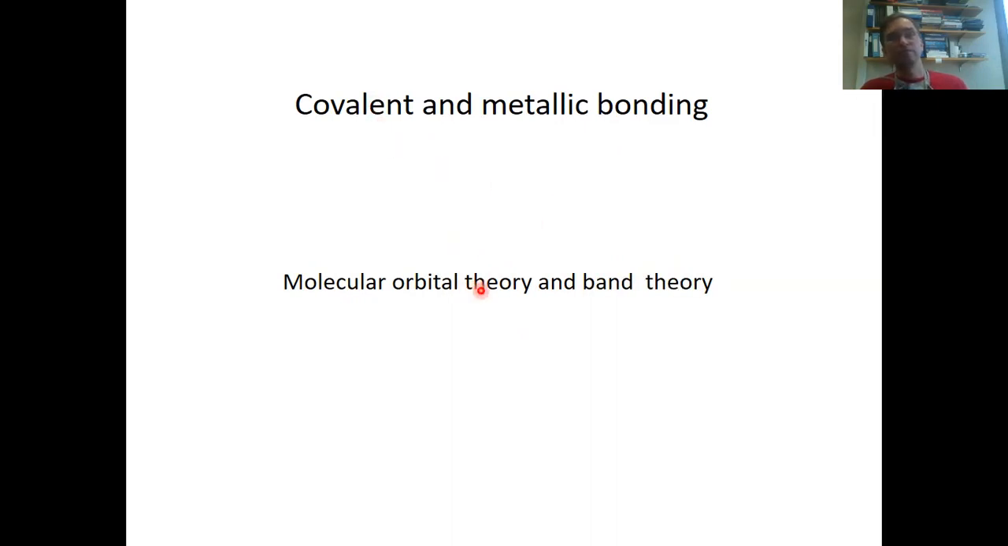Okay, so in molecular orbital theory, we can actually only explain covalent bonding because molecules, at least isolated molecules, are never metallic, but the extension of it, band theory, can also explain metallic bonding in metals. So let us, in the first part, briefly review the principles of molecular orbital theory, and then extend molecular orbital theory to band theory. All right.